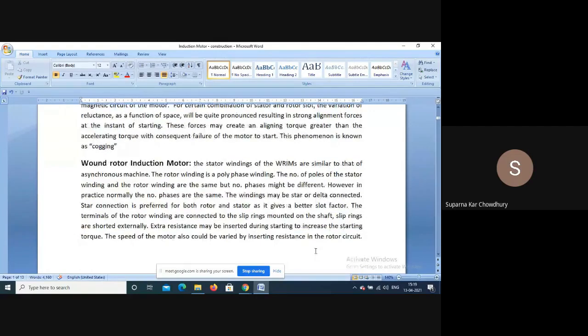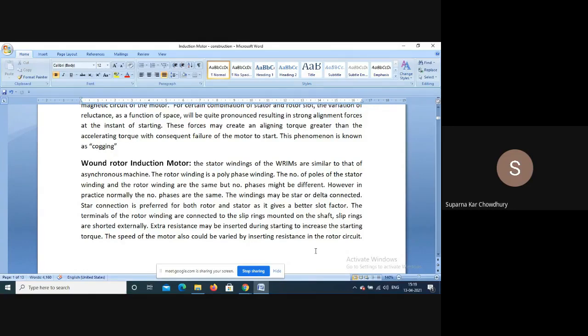Now, for the wound rotor induction motor, the stator winding is a three-phase distributed winding. Similarly, on the rotor also, we have a three-phase distributed winding. The number of poles of the stator and rotor winding should be the same. However, theoretically, the number of phases of the rotor can be different, but normally we have the same number of phases also. That is, the same phases and number of poles for stator and rotor winding.